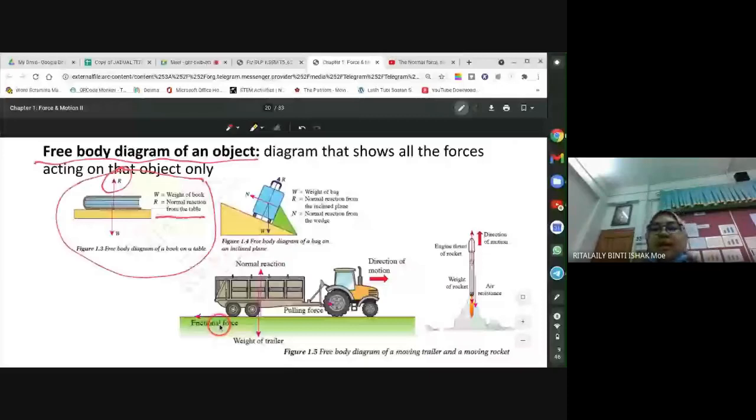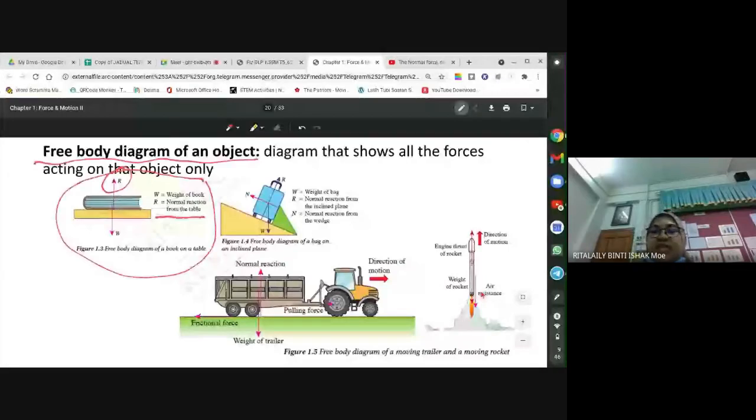The next one is a rocket. The rocket is moving upward. There are two forces: one is the weight of the rocket, the other one is the engine thrust. And we have one more force, which is the air resistance. Air resistance or friction is always in the opposite direction of motion.